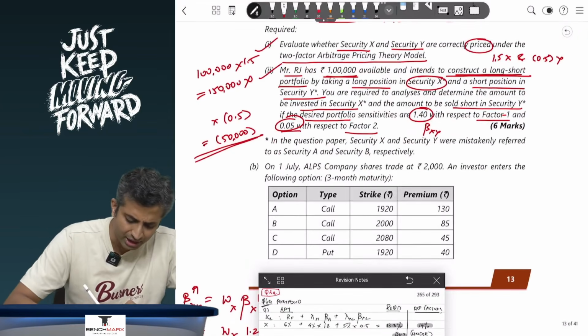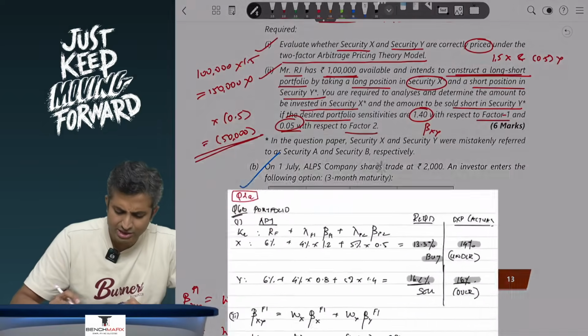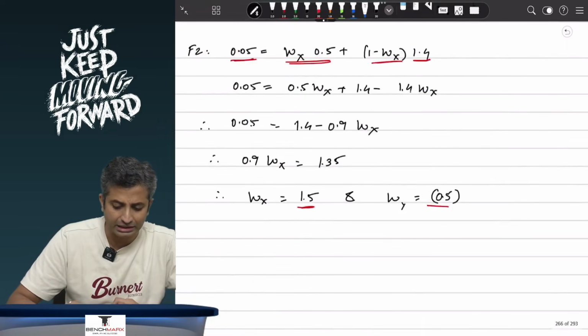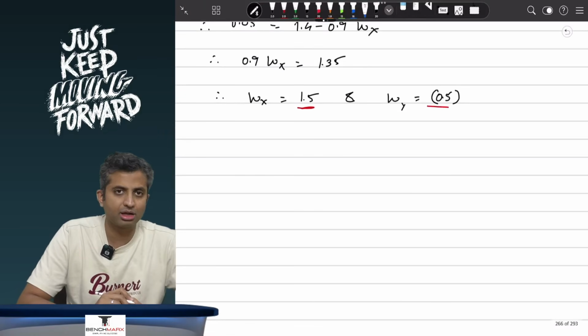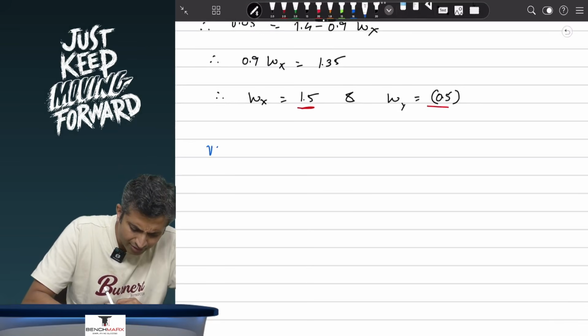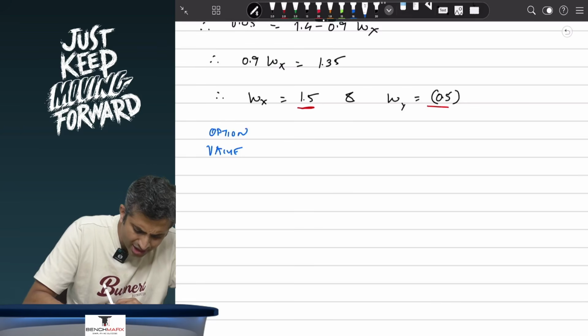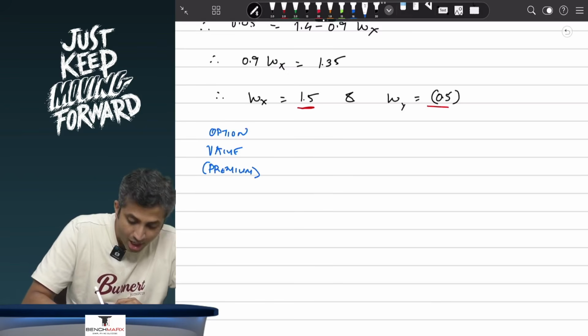Now question 2B is given pertaining to derivatives, and over here there is a concept of something called intrinsic value and time value. Now when you look at the value of an option, basically this is the premium. What is the value of an option? The premium that you have to pay.